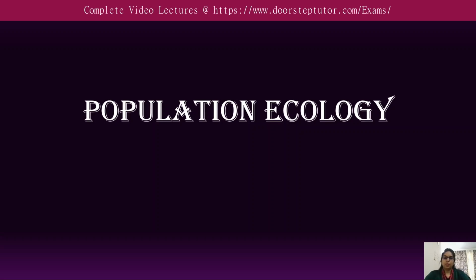Population ecology. Population ecology is a branch of ecology that focuses on the study of population, meaning a group of individuals, or a group of a particular species. So the study of population within a particular species and their interaction with the environment is known as population ecology.